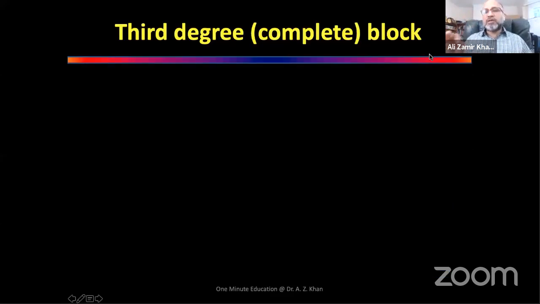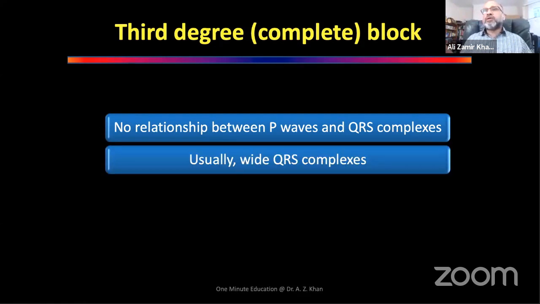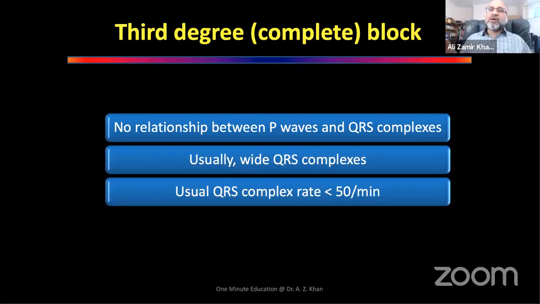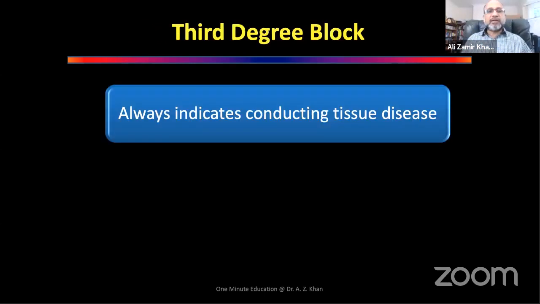A third degree heart block will always need pacing, and usually has a wide QRS complex. The QRS rate is very low, so the ventricular rate is much lower than the atrial rate, usually less than 50 to 60 beats per minute, and that is a third degree heart block.